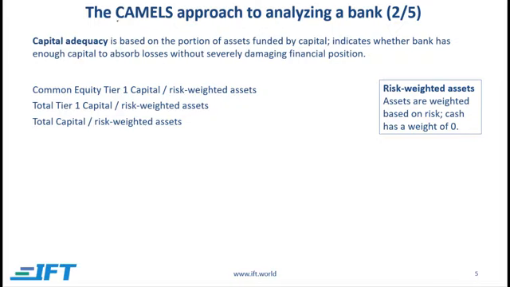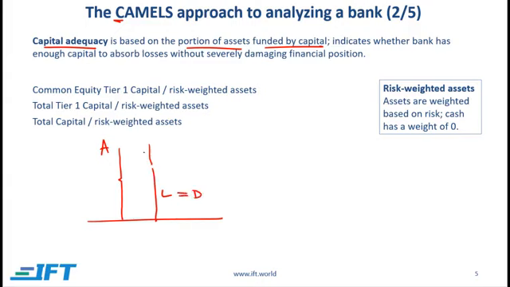We now look at the first component of the CAMELS approach, which is capital adequacy. This is based on the portion of assets funded by capital. So let's look at a real simple balance sheet of a bank. We have the assets here on the left, and say that these assets are funded by liabilities and by capital. So liabilities over here, in the context of banks, will generally be deposits, and then we have capital.